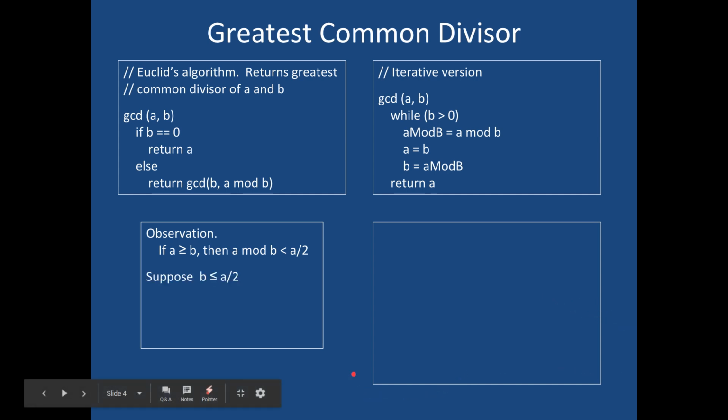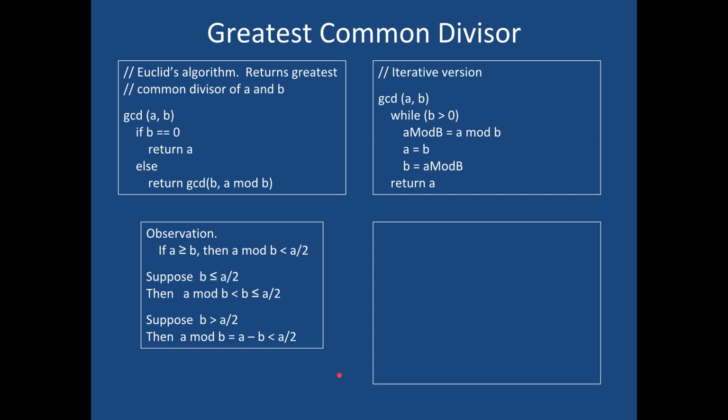So just to work this all out, suppose B is small, by which I mean less than or equal to A divided by 2. Then we know that A mod B is less than B, which we're assuming is less than or equal to A divided by 2. So A mod B is less than or equal to A divided by 2. That's the case where B is small. The other case is where B is large. Suppose B is greater than A divided by 2. In that case, A mod B is just A minus B, and that's going to be less than A divided by 2. So how can we use this fact?